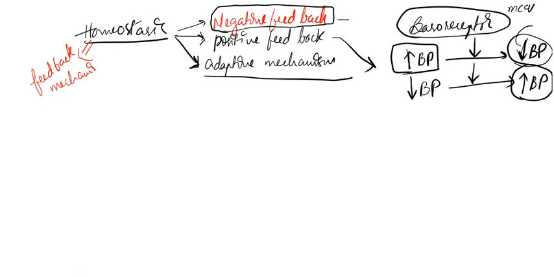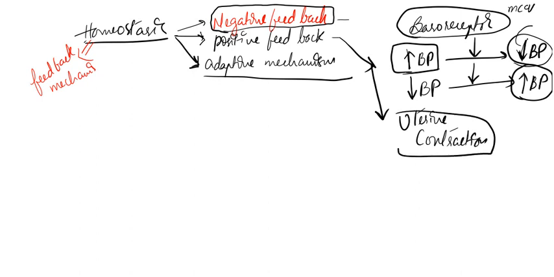But positive feedback is something which increases the cycle again and again. For example, uterine contractions, a very famous example for positive feedback. Uterine contractions during labor are one of the best examples for positive feedback. So what do these uterine contractions do?